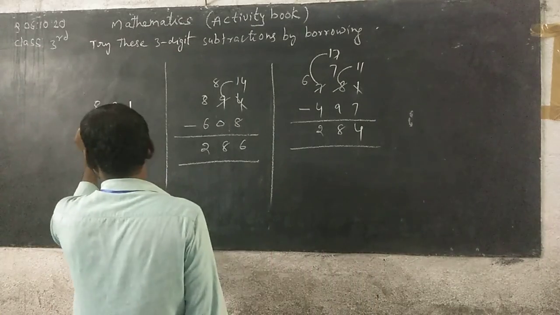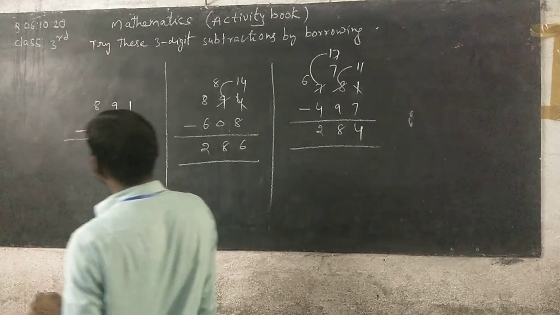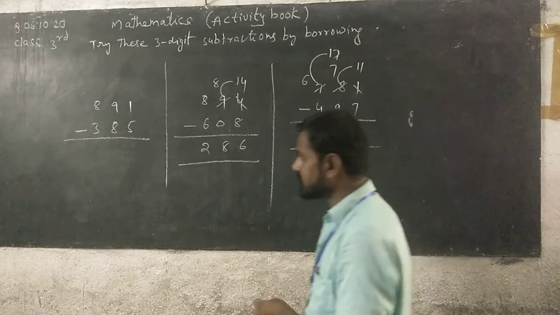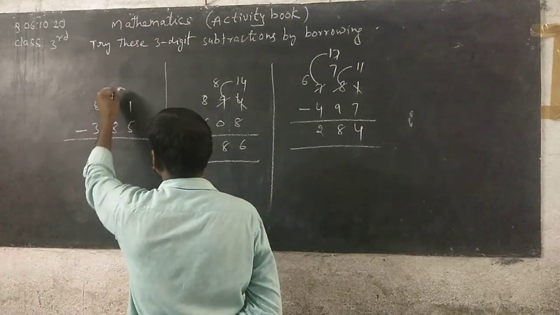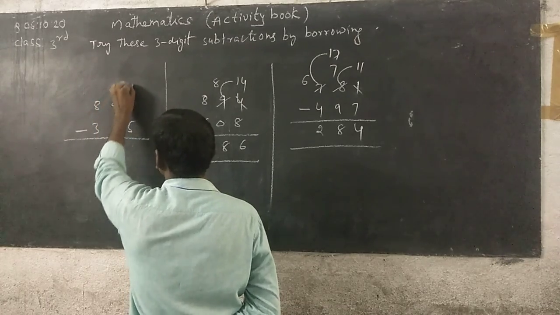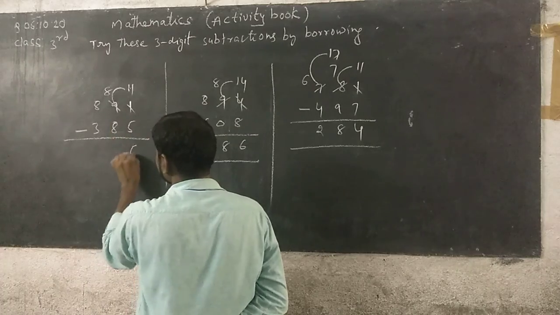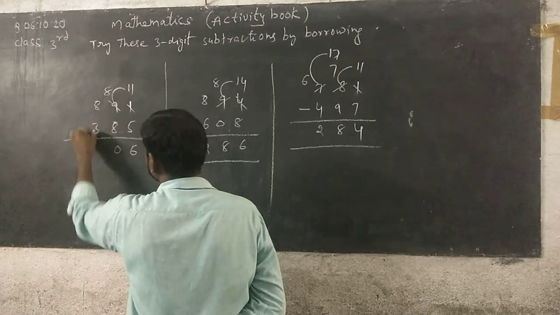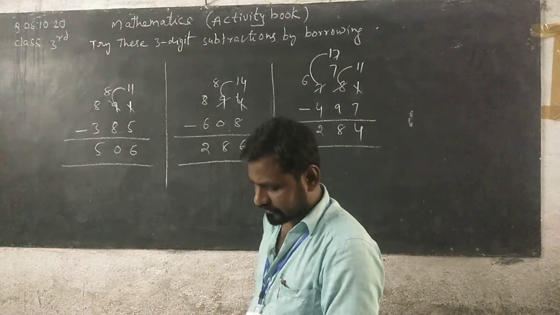Next, 891 minus 385. First subtract the digits in ones place. 1 minus 5. 1 is less than 5. It is not possible. Take borrowing from 9, it can give 10. 10 is added to 1. 10 plus 1, 11. 9 can lose one, here 8. 11 minus 5, 6. Next, 8 minus 8, 0. 8 minus 3, 5. What is the difference? 506.